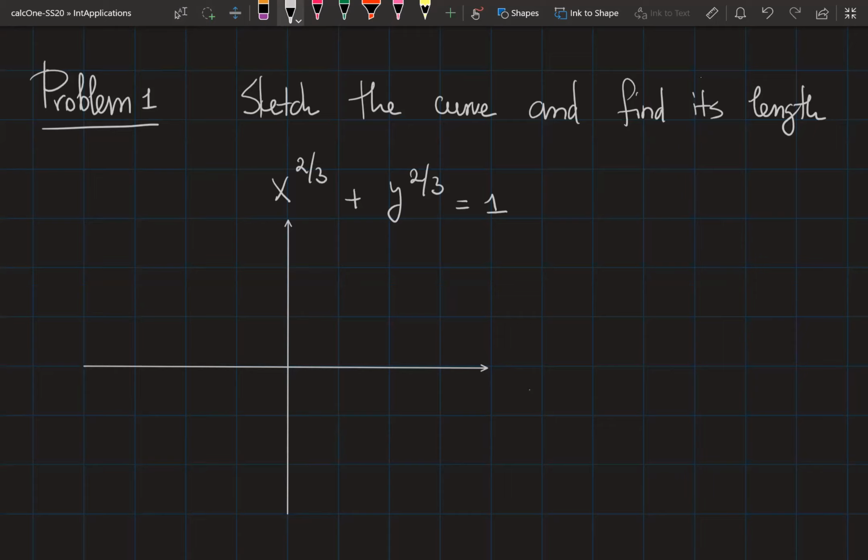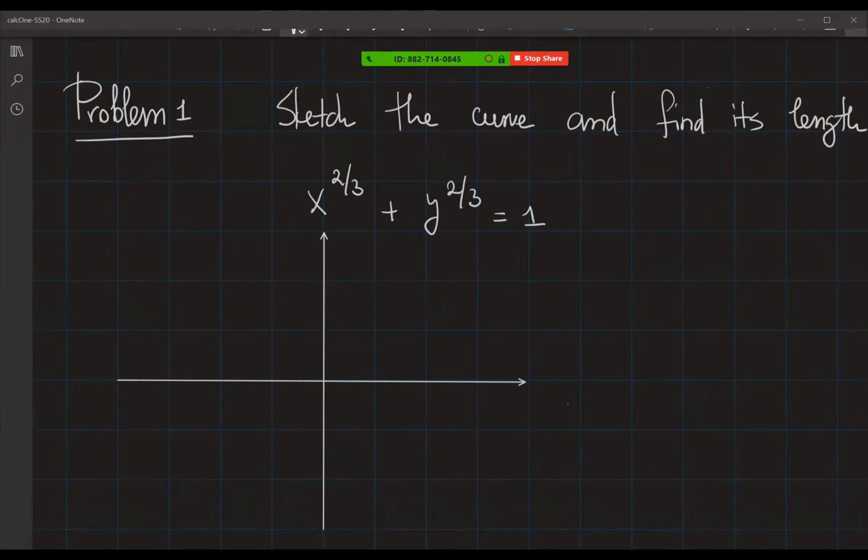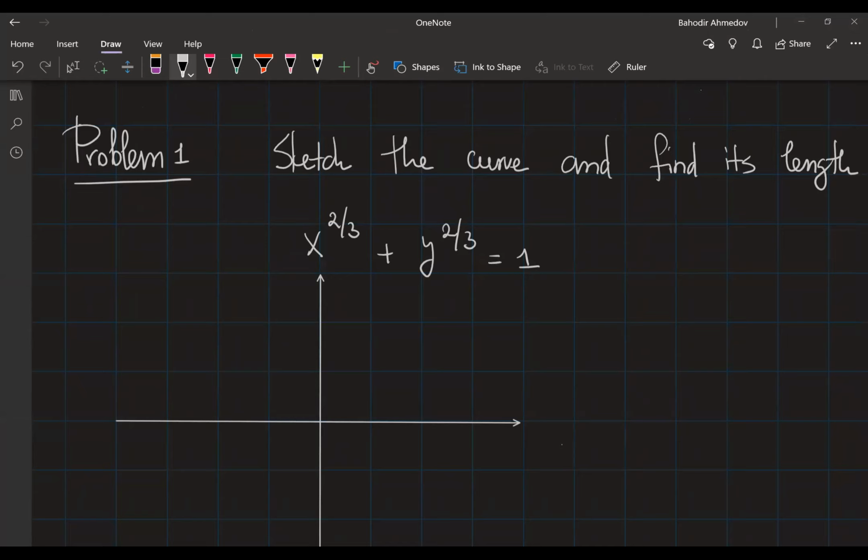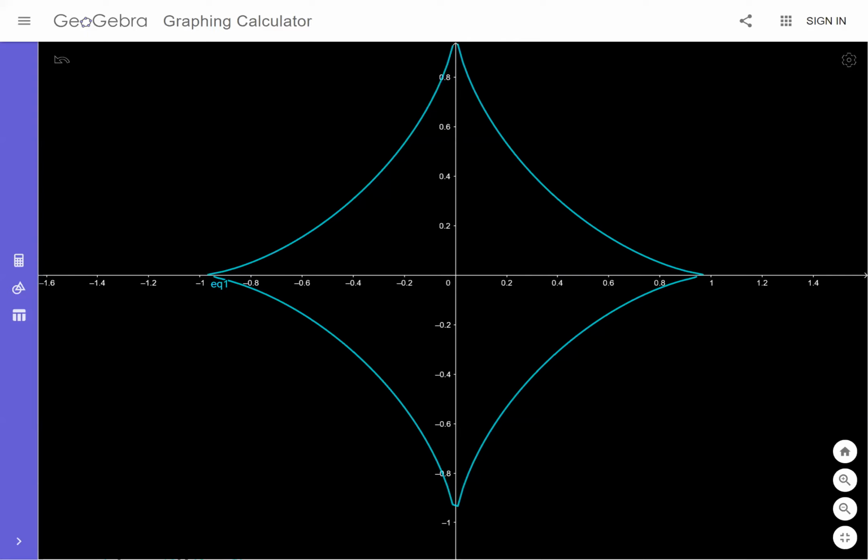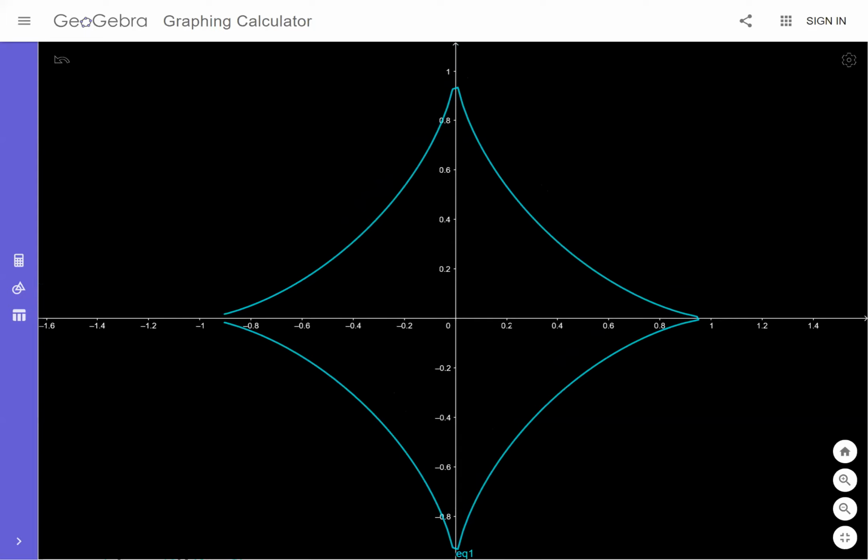If you don't have any ideas how to sketch this, the first thing which comes to my mind is to sketch this using some online graphic tools, for example, GeoGebra. So we are going to go to GeoGebra here. I have already sketched this. You just need to type x in the power of 2 over 3 plus y in the power of 2 over 3 is equal to 1, and it's going to sketch this curve. It's going to be a closed curve. And now we need to find its length.